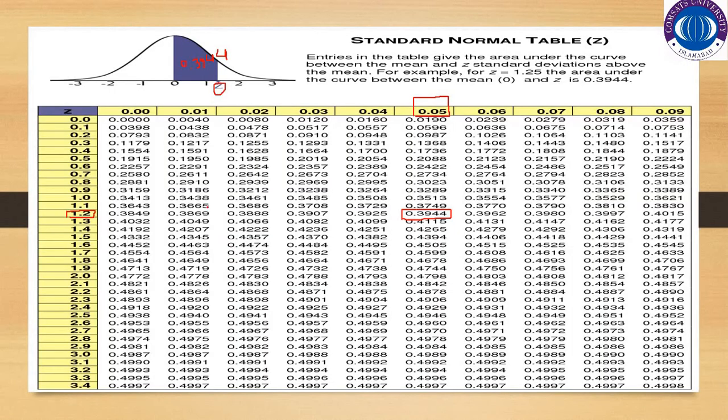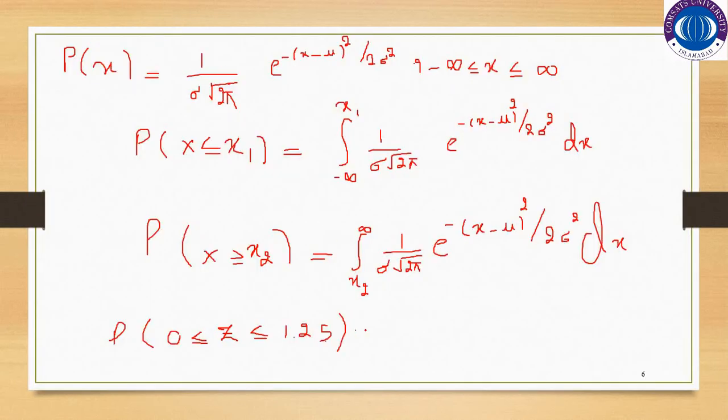As you can see, this probability is from 0 to this. Let's suppose this is basically the 1.25 value, and this axis is for the random variable z. So that's why I'm taking z as the random variable. So the probability between 0 and 1.25, as z is equal to 1.25 here, is written here. So it will be 0.3944. This is the probability.